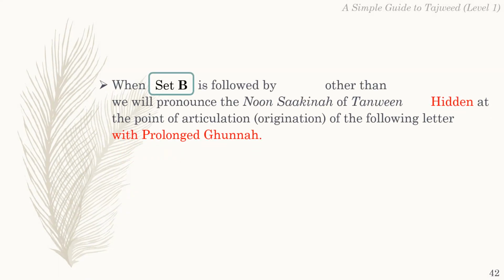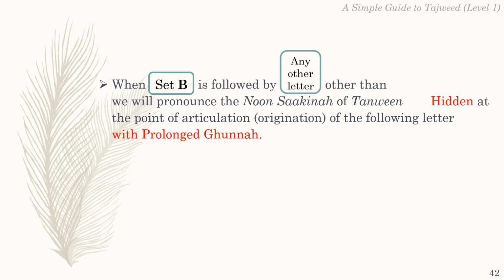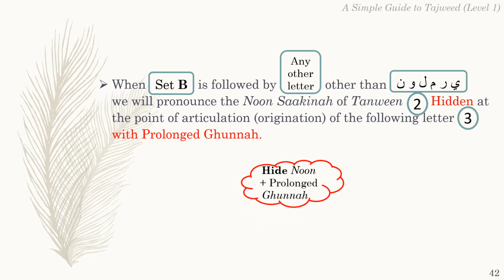When set B is followed by any other letter other than Yarmulun, we will pronounce the Noon Sakina of Tanween, number 2, hidden at the point of articulation of the following letter, number 3, with prolonged Ghunna. Remember that in each set of Tanween, we have to pronounce 3 things, number 1, 2, and 3.